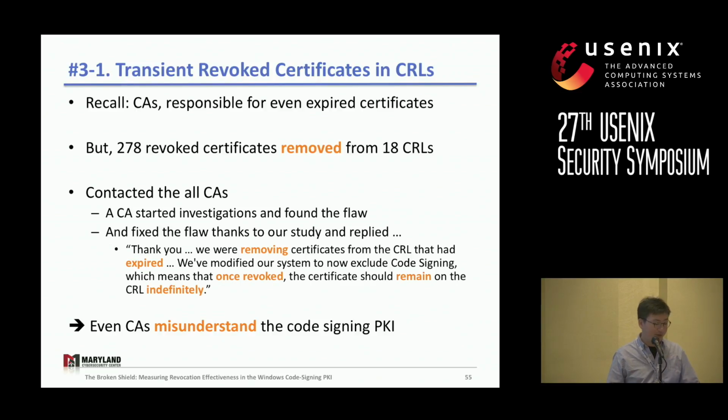And then the last measurement: recall that the CA is responsible for even expired certificates. However, we found that 300 certificates had their CRLs removed. So we contacted all the CAs to better understand why it happens. One CA responded that they started an investigation, found the problem, and then fixed the problem thanks to our study. From this, we can know that even CAs misunderstood the code sign PKI.